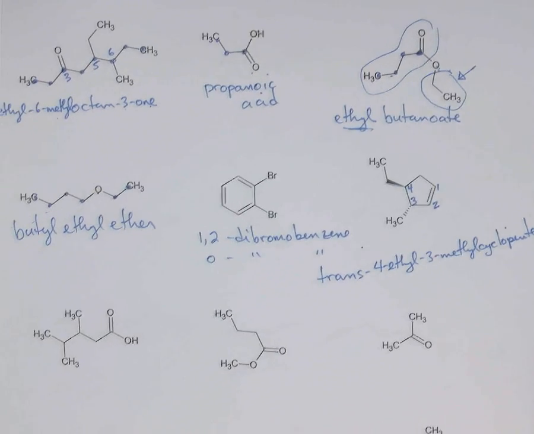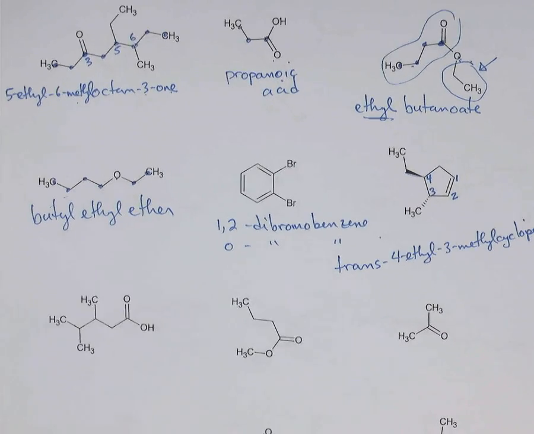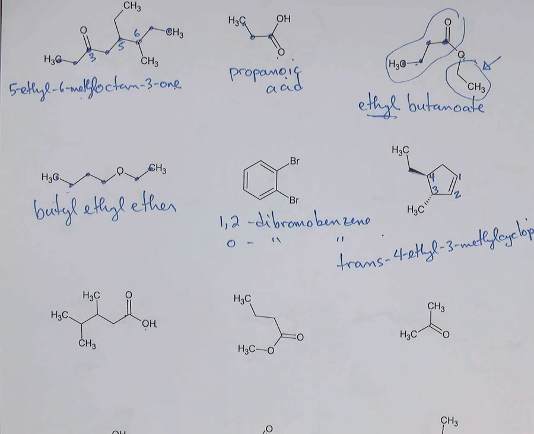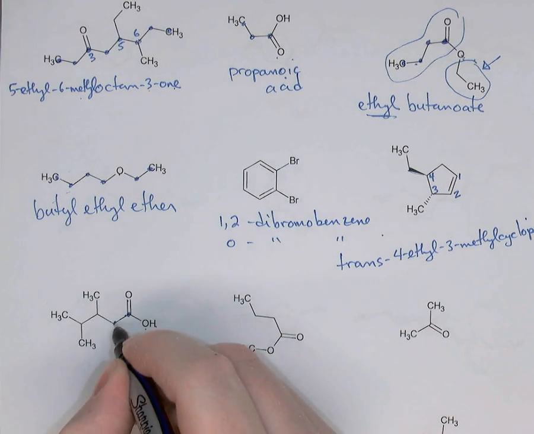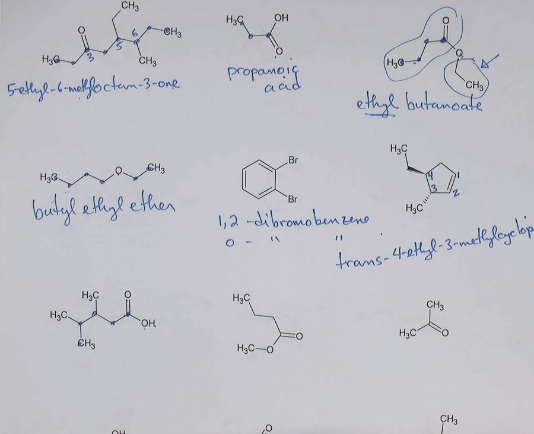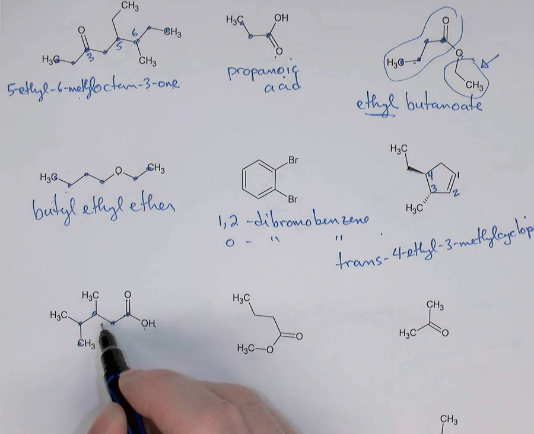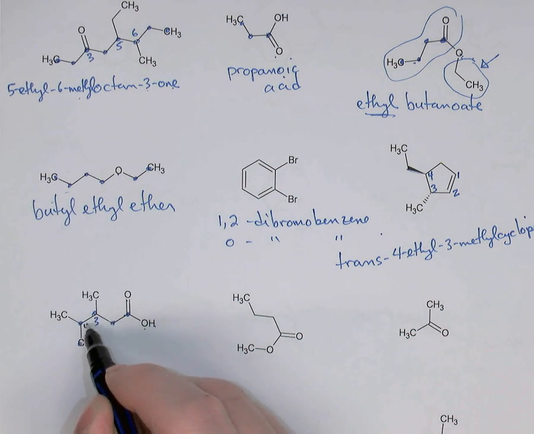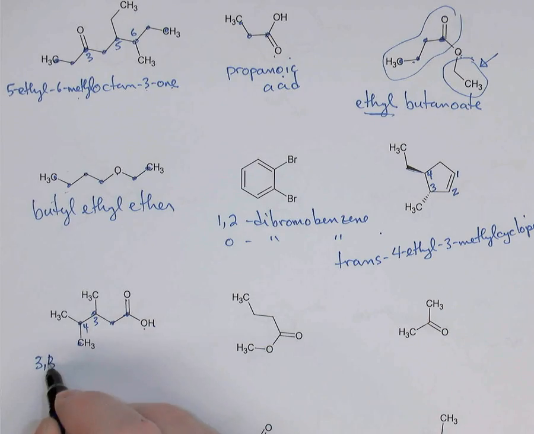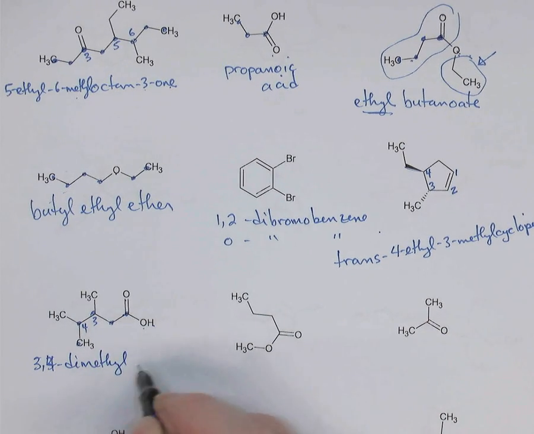Next we have a carboxylic acid, C double bond O, OH. It's got 1, 2, 3, 4, 5 carbons. It's a pentanoic acid. And on the third and fourth carbons in the chain, there's methyl branches. So it's 3, 4, dimethyl pentanoic acid.